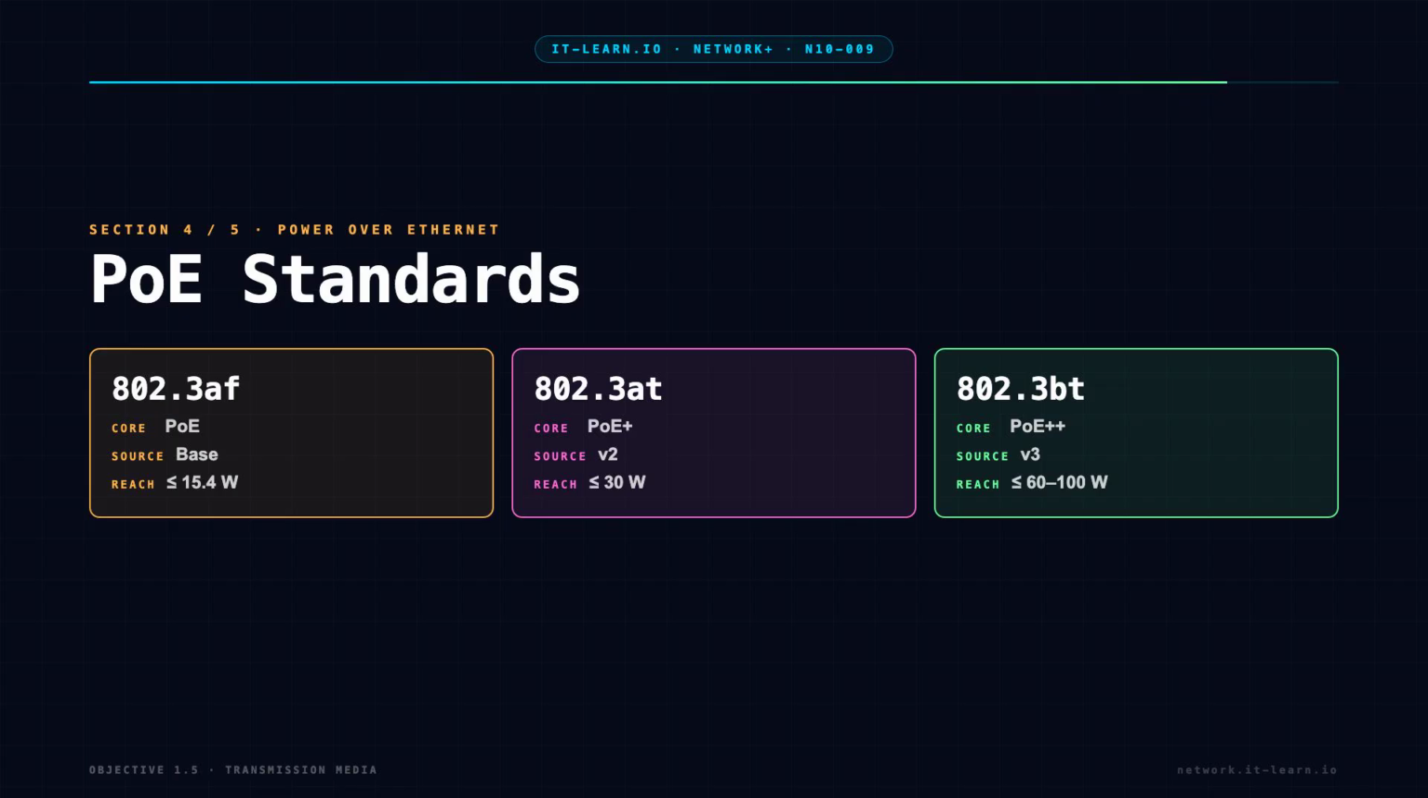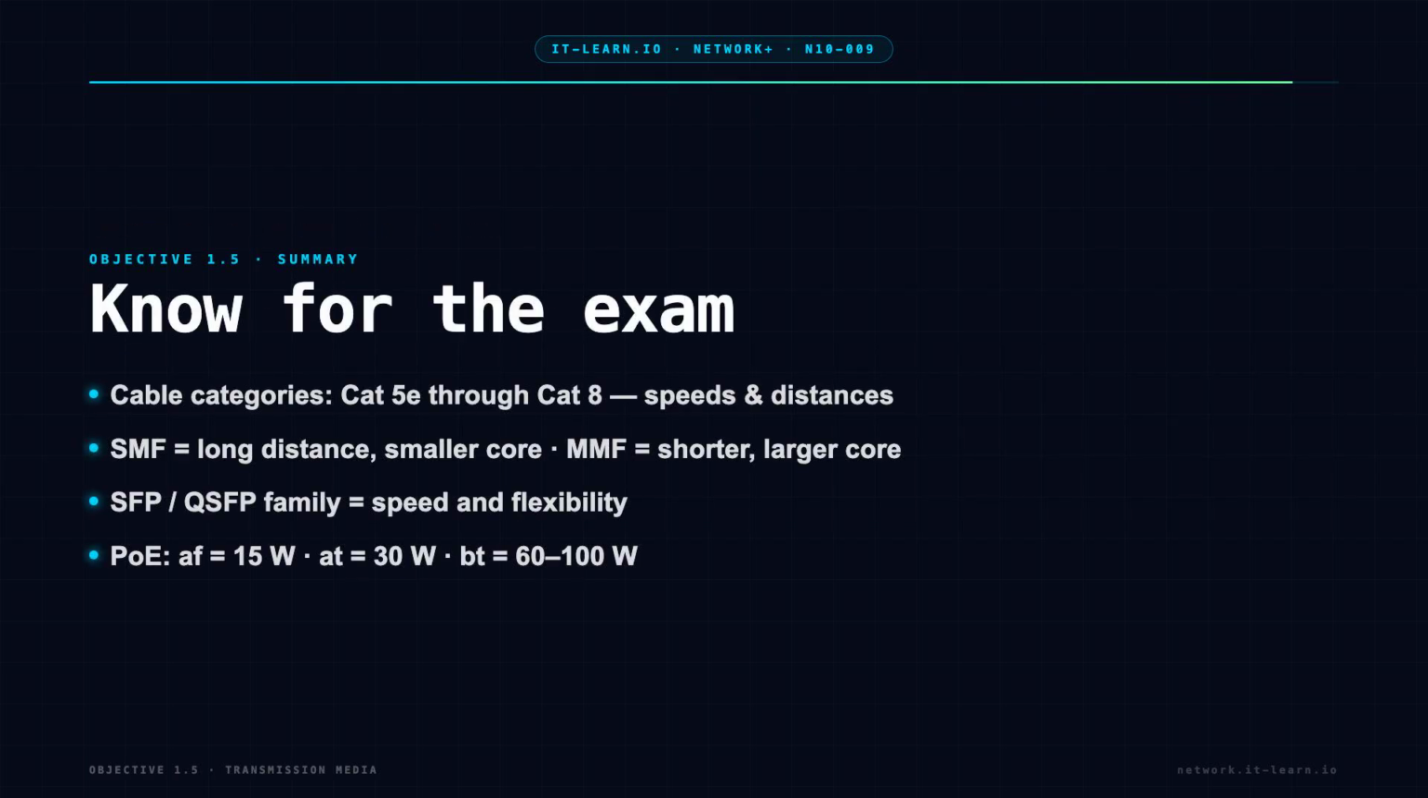Let us review. Copper cabling includes twisted pair categories Cat5e through Cat8 and coaxial cable. Fiber optic cabling comes in single mode for long distances and multi-mode for shorter distances. Transceivers like SFP, SFP+, and QSFP provide flexible connectivity options. PoE delivers power over Ethernet cables. For the exam, focus on knowing the cable categories, their speeds and distances, the difference between single mode and multi-mode fiber, and the various transceiver types.